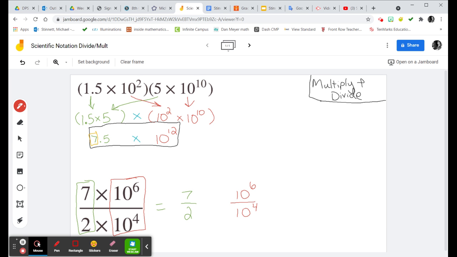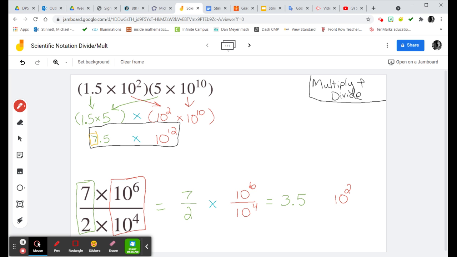And I'm just going to multiply those together because they're being multiplied together, right? And so then I'm going to figure out what is 7 divided by 2. So I'm going to say all this equals, 7 divided by 2 is 3.5, okay? And then 10 to the 6th power divided by 10 to the 4th power is 10 to the power of 2 here, okay?